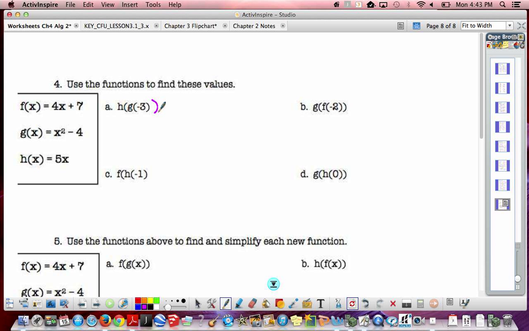So what I first need to do is figure out what g of negative 3 equals. So I plug it into the function. So negative 3 squared minus 4. Negative 3 squared is 9. 9 minus 4 is 5.